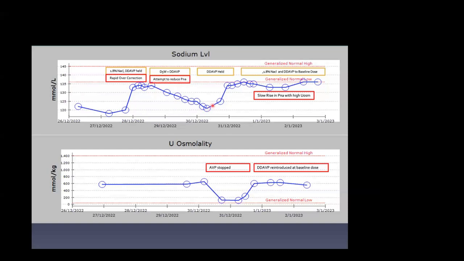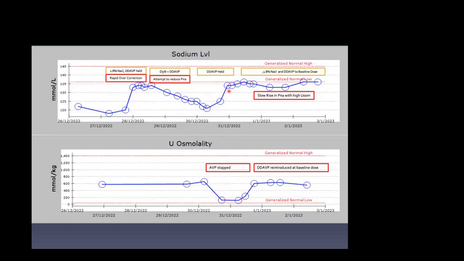Yes. Then again, once the sodium came down, we decided that, okay, let's hold the DDAVP. And again, the sodium started coming up. And you can see that this time we decided to measure the urine osmolarity. When the DDAVP was present, the osmolarity was high. When the DDAVP was withheld, the plasma sodium started to go up again rapidly over here. And you can see the osmolarity started going down.